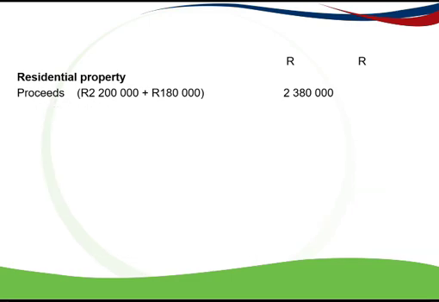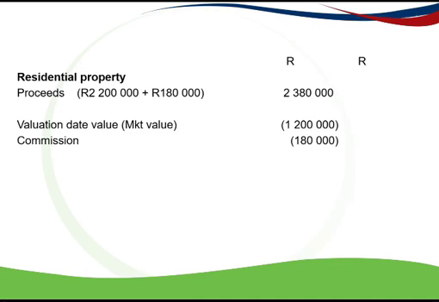So if we go back to our solution, we've got proceeds of 2,380,000 Rand, and we've got a valuation date value of 1.2 million Rand. But we're allowed to add any expenditure for improvements to the property or any expenses in terms of buying or selling the property. We can add to that valuation date value. So the commission, sorry, I need to correct myself. We can add any expenses that happened after the 1st of October 2001 to the valuation date value.